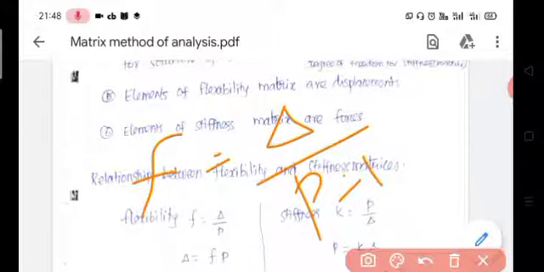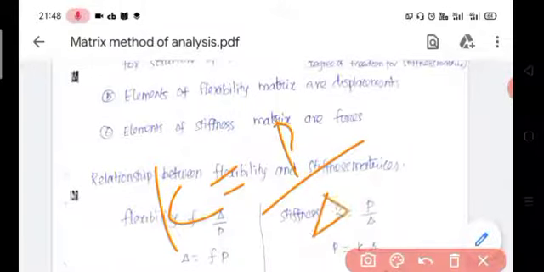Then the sixth property, the elements of the stiffness matrix are always forces. From the definition of stiffness, K is equal to force by deflection. That means the force required to produce unit displacement. So displacement equal to 1 means stiffness is equal to force. Therefore the elements of the stiffness matrix are always forces.